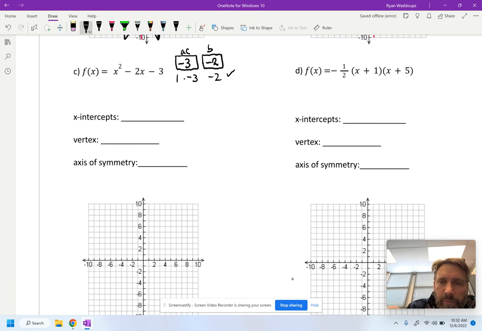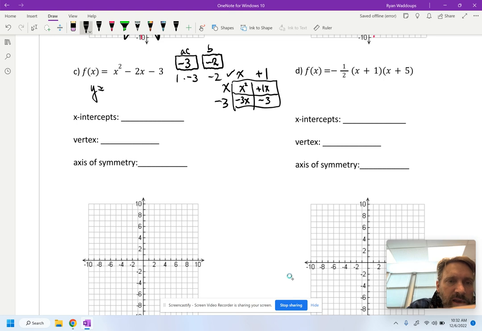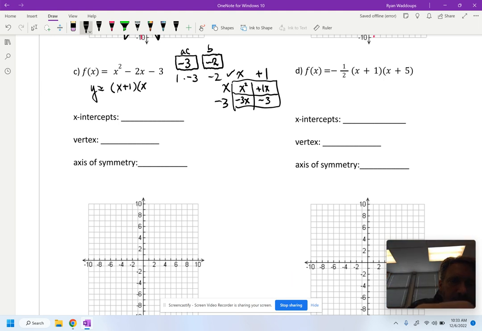And if I then put it in the box, I got x squared minus 3, and then plus 1x and minus 3x. And then I factor out the GCF for each row and each column. I get x plus 1 along the top and x minus 3 along the bottom. So factored form, y equals x plus 1 times x minus 3.